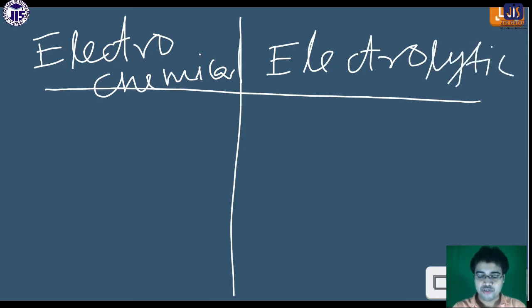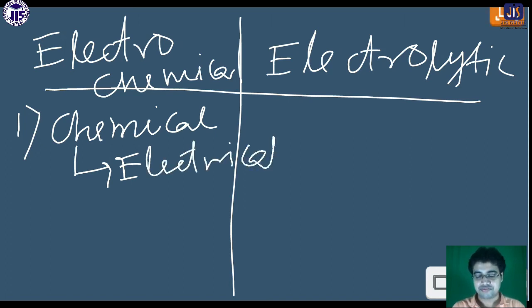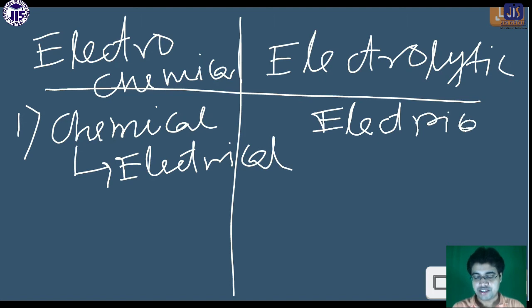Okay, so first of all, direction of the flow of the energy. Direction of the flow of the energy means here chemical energy is converted to the electrical energy, and here, on the right hand side, electrical energy is converted to the chemical energy.